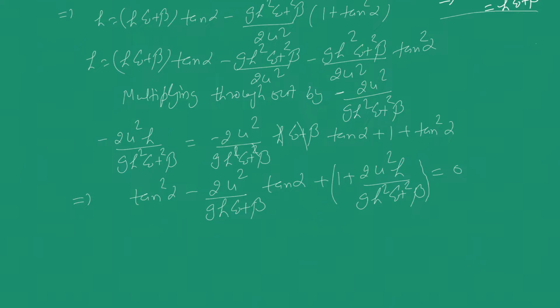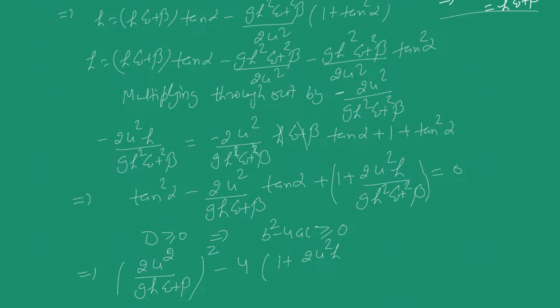So for this equation to have real roots, the discriminant should be greater than or equal to 0. This implies that b square minus 4ac should be greater than or equal to 0. This implies that 2 u square by g h cot beta whole square, minus 4 times 1 plus 2 u square h by g h square cot square beta should be greater than or equal to 0.